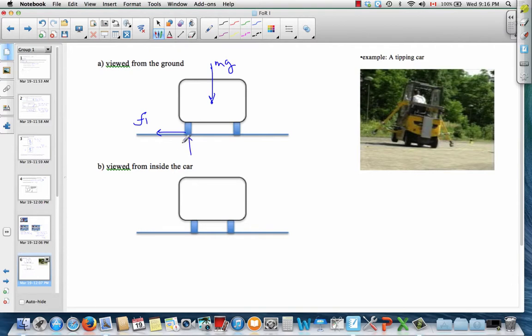And then the ground is going to push up on this tire, normal force 1. And this tire is also grabbing on the road. There's force of friction 2. Now, if it's about to tip, then what's going to happen is this tire is going to tend to lift off. So that means normal 1 is going to go to 0, and friction 1 will go to 0.